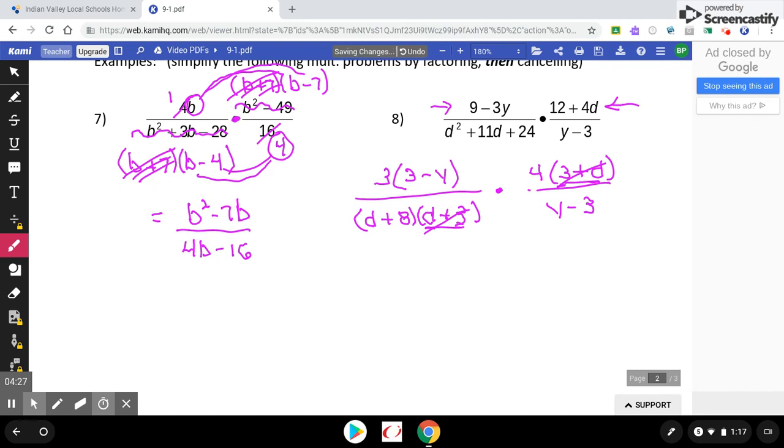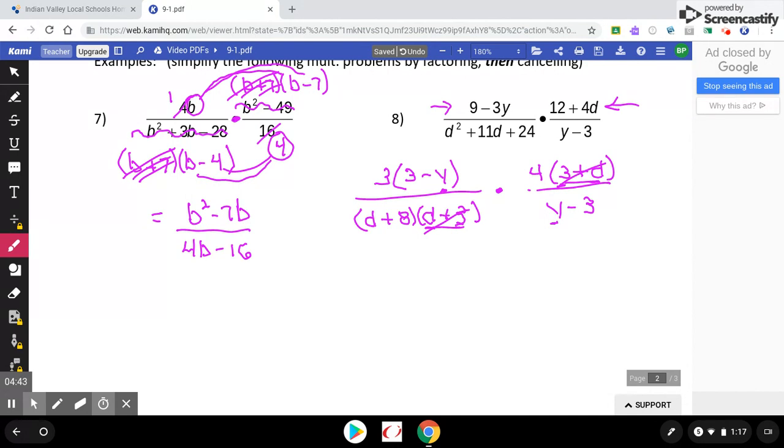But here's where it gets a little bit weird. It would be really tempting to cross off that 3 minus y and y minus 3, but I would ask you this. What's the sign in front of the y up here on top? It's negative. What's the sign understood to be in front of that y? Positive. They don't match. They're not exactly the same.